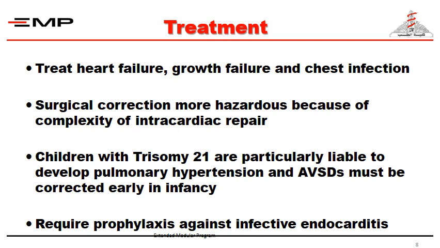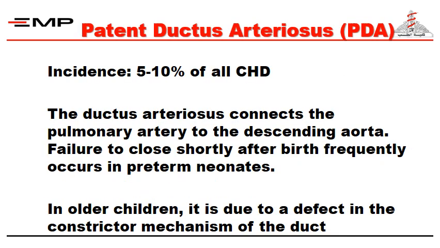And if they have an atrioventricular septal defect, they develop pulmonary hypertension more quickly and easily. And atrioventricular septal defects must be corrected early in infants of trisomy 21. These patients also require prophylaxis against infective endocarditis. The patent ductus arteriosus.